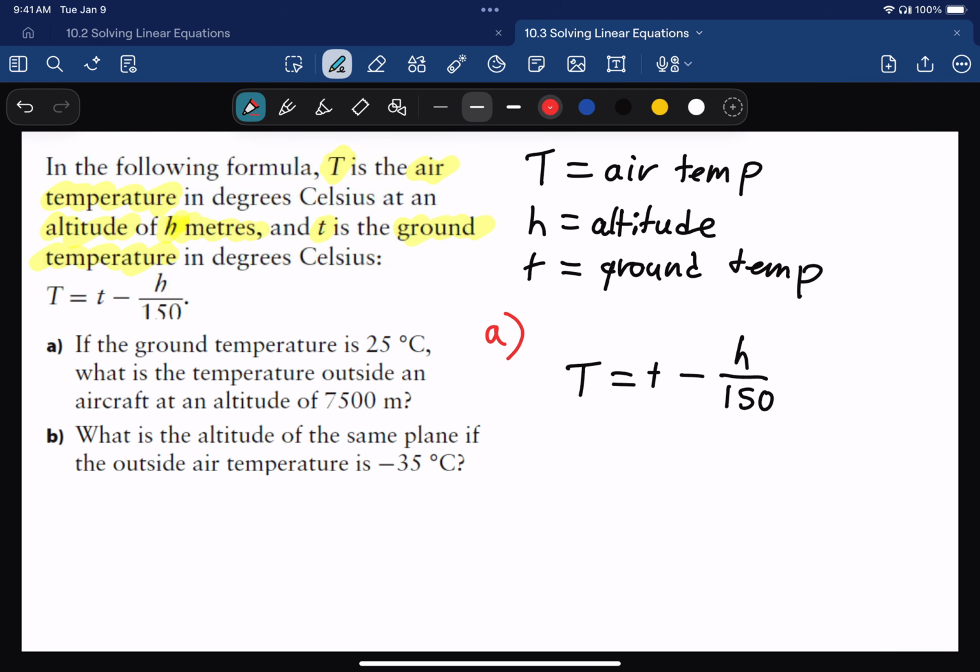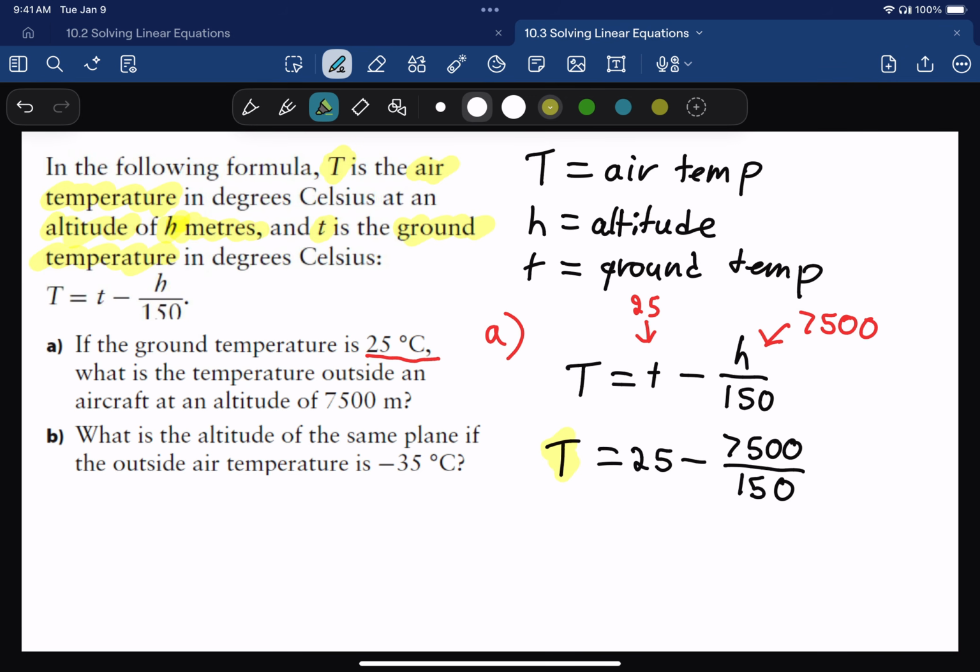Now they gave us 25 as a ground temperature, so ground temperature is little t. We are going to plug in 25 for little t and an altitude of 7,500, and altitude is h. So now if we rewrite our formula, we have big T equals 25 minus 7,500 over 150. They're looking for the outside air temperature. So now we've plugged, and now we just chug. We do the math, plug and chug.